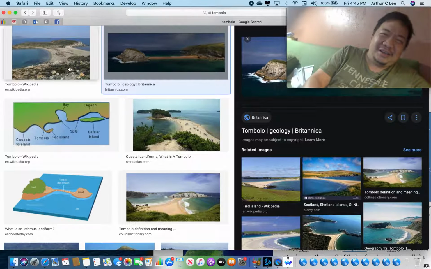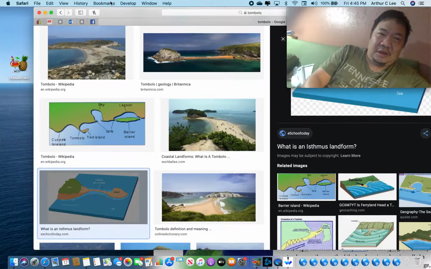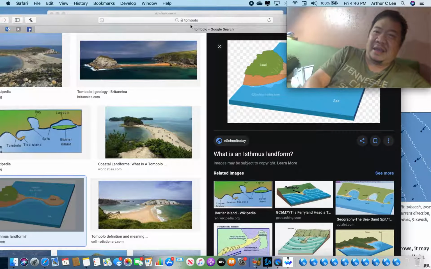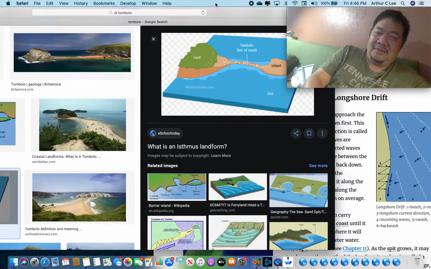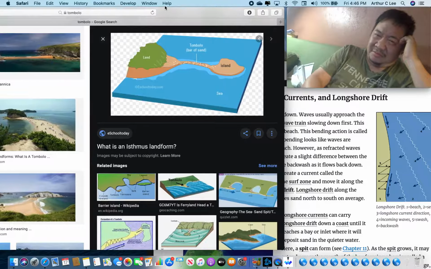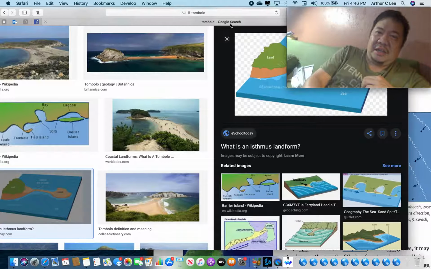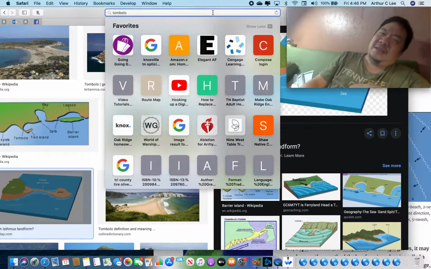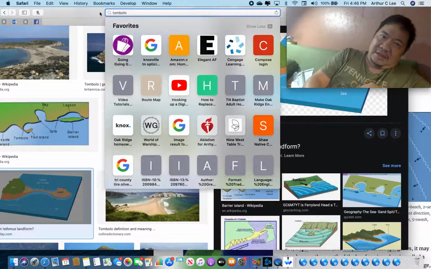Anyway, here you can see those are common features: tombolos, sea arches, sea stacks, sea caves. Think of west coast emergent coastlines. Think of headlands and bays. That's an emergent coastline. The west coast is an emergent coastline where you have sea stacks, sea arches, tombolos, headlands and bays.